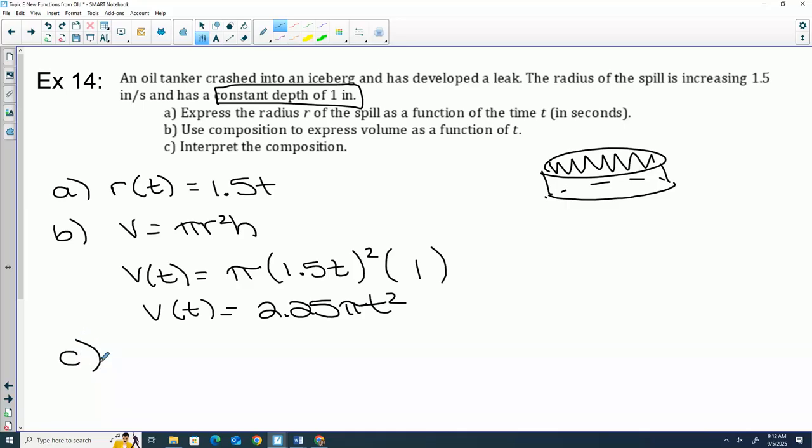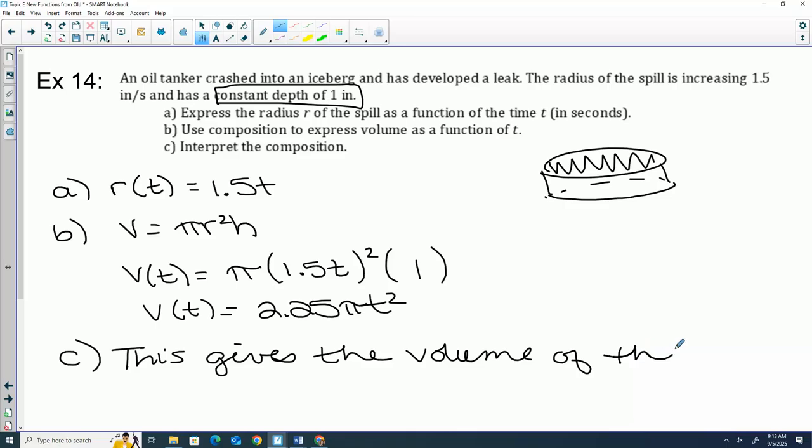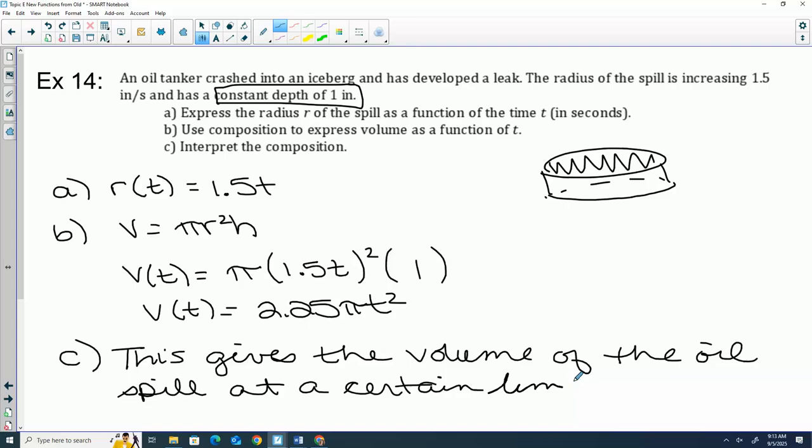Part C, interpret it. What does this formula give us? The volume of that will spill over at a certain time. So at any given point in time, I could calculate how much oil has spilled out. All right, last one. Read it and see if you guys can get this one.